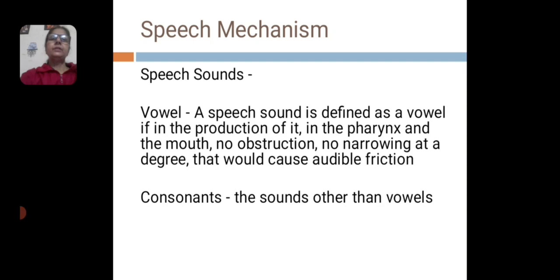Phonetically, we differentiate vowels and consonants by their production, and linguistically, by their function in a language. For example, phonetically, we can say a vowel is a sound in the production of which the oral passage is unobstructed. As a result, there is no squeezing through, no audible friction, and that is a vowel sound. Consonants are all those sounds which are not vowels.